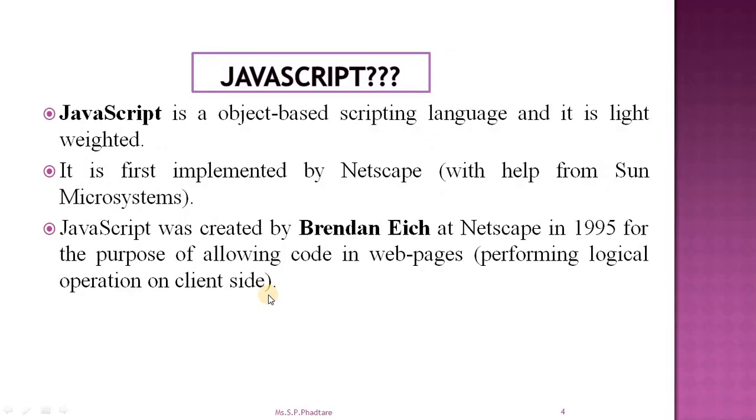Next is JavaScript. What is meant by JavaScript? JavaScript is an object-based scripting language. It is also called LiveScript and it is lightweight. JavaScript is a case-sensitive language. It was first implemented by Netscape with the help of Sun Microsystems. JavaScript was created by Brendan Eich at Netscape in 1994 for the purpose of allowing code in web pages, meaning performing logical operations on the client side.